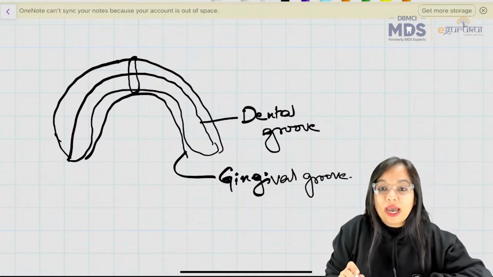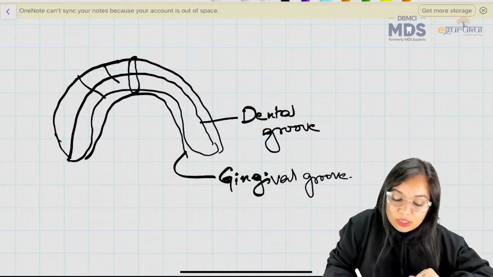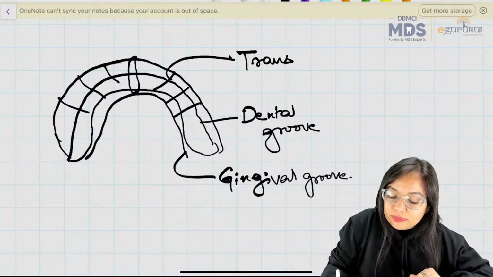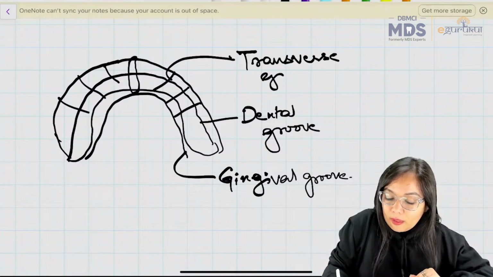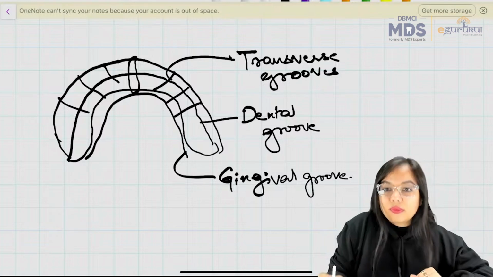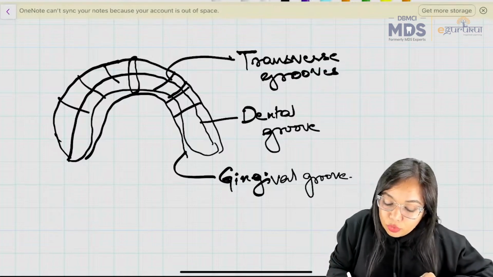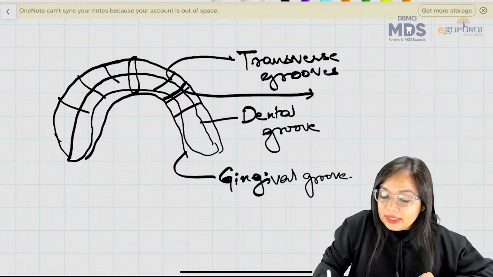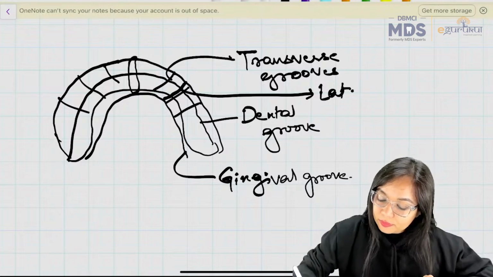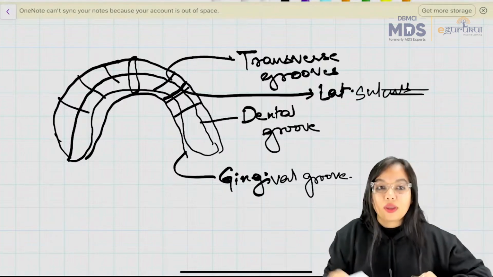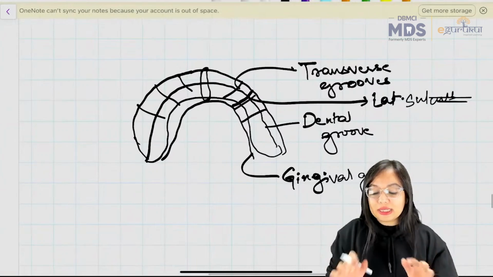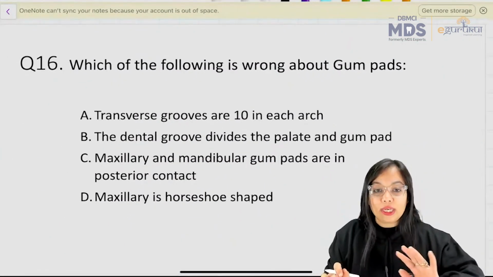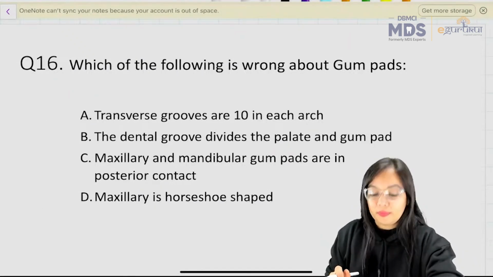Then we have various transverse grooves over here. These transverse grooves make a home for the tooth buds. Then there is a bigger groove, which is a transverse groove only, present in the canine region, and that's called the lateral sulcus. So this is how a gum pad is present. So what have they asked us? Which of the following is wrong about the gum pads?